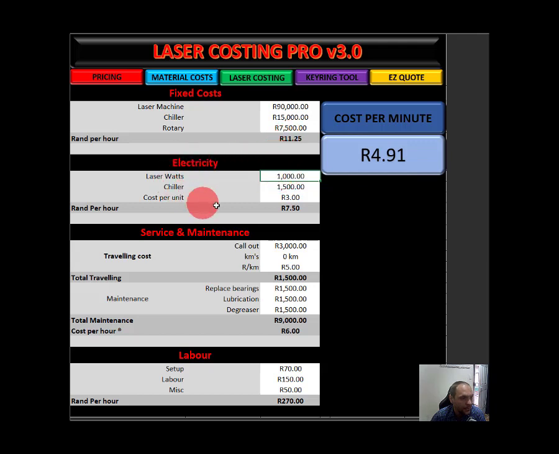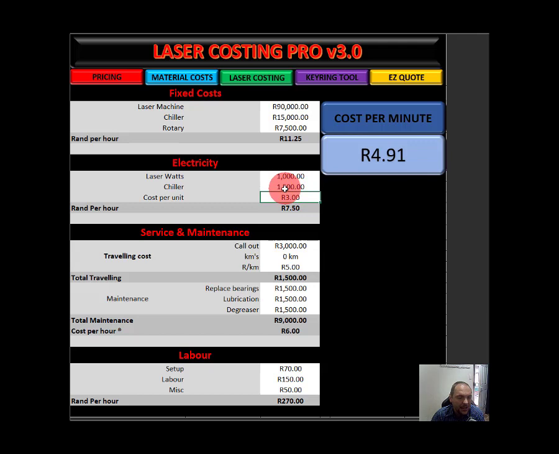The next thing you do is you put in your electricity costs. So for the laser and the compressor, I've got 1000 watts. The chiller, I've got 1500 watts. I've got a CW 5200. If you've got a bigger one, then you need to look on the little block on the back at what its usage is and put that in.